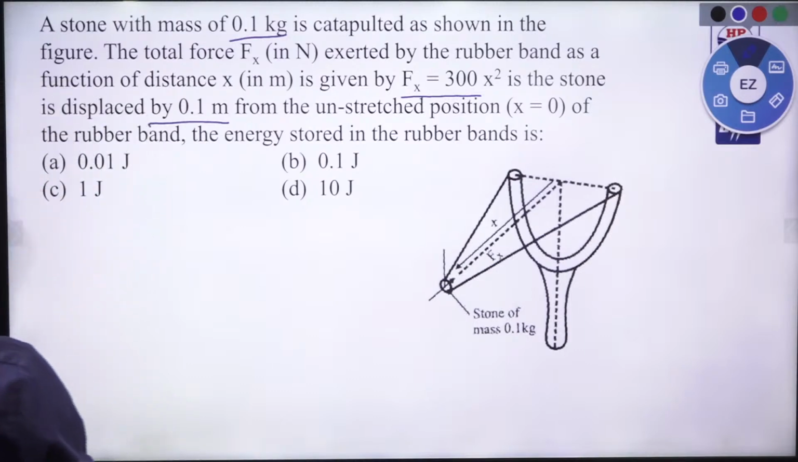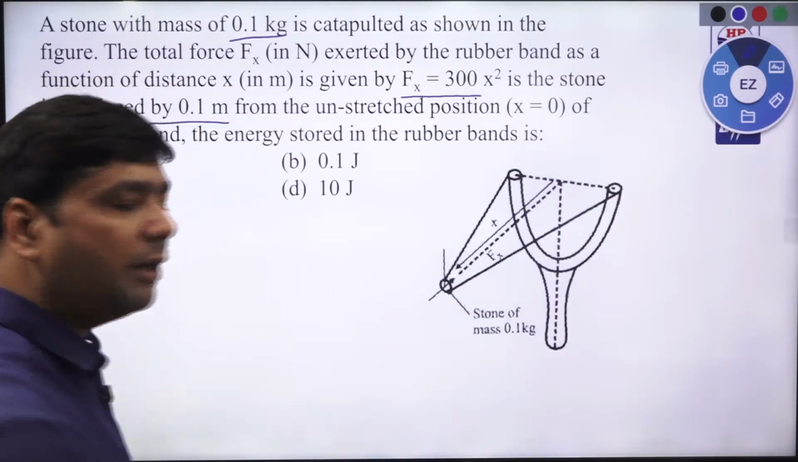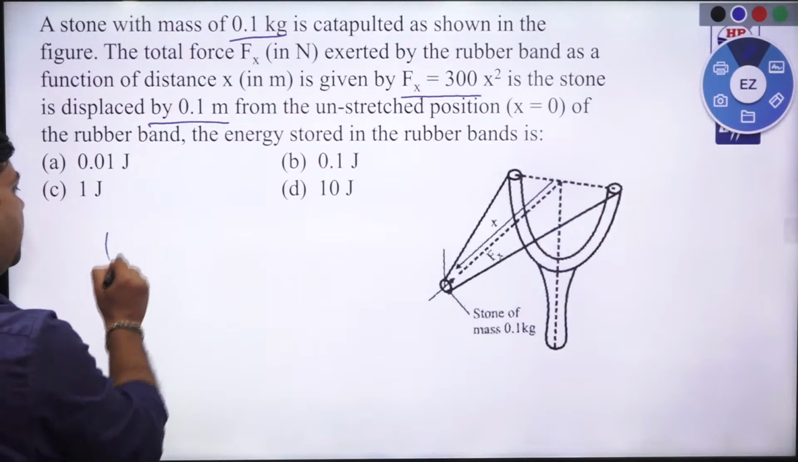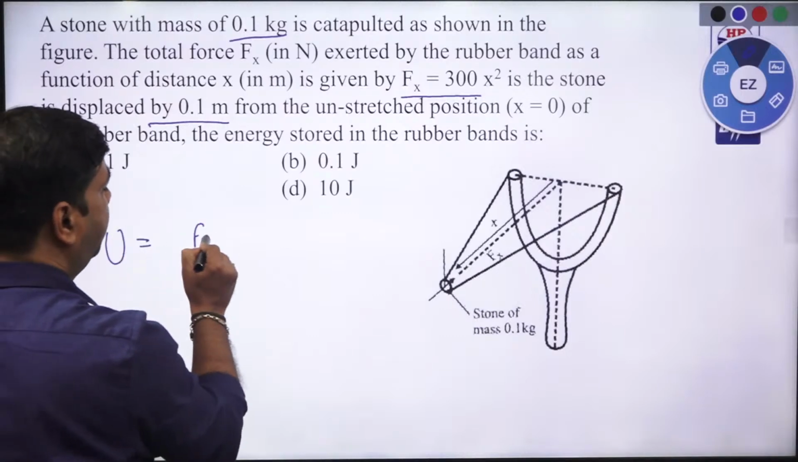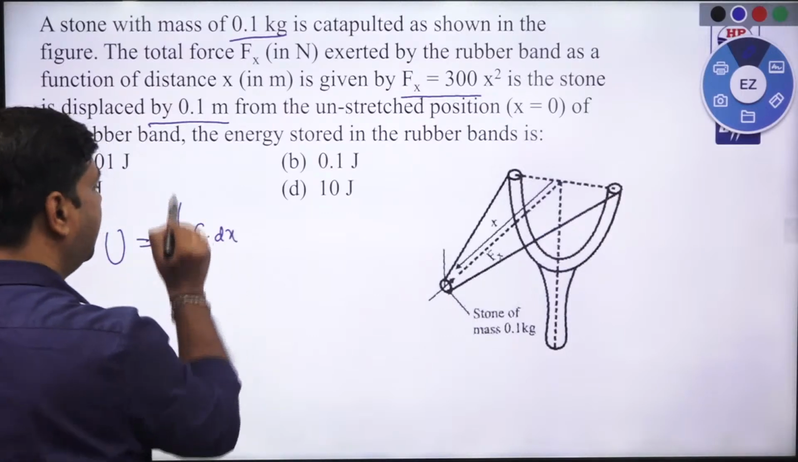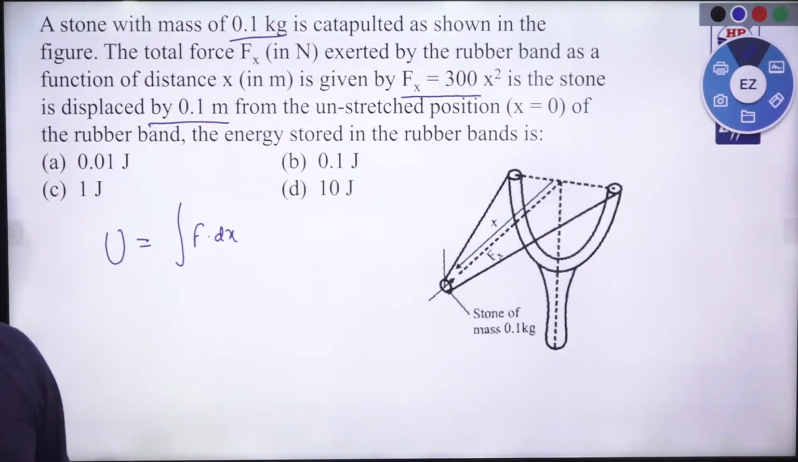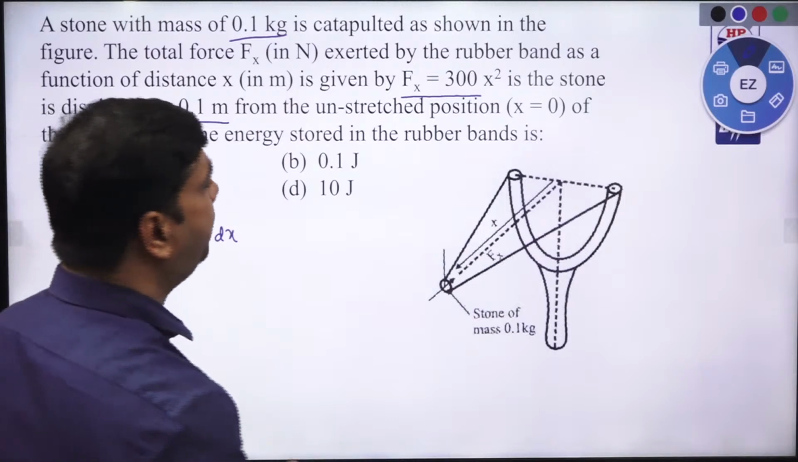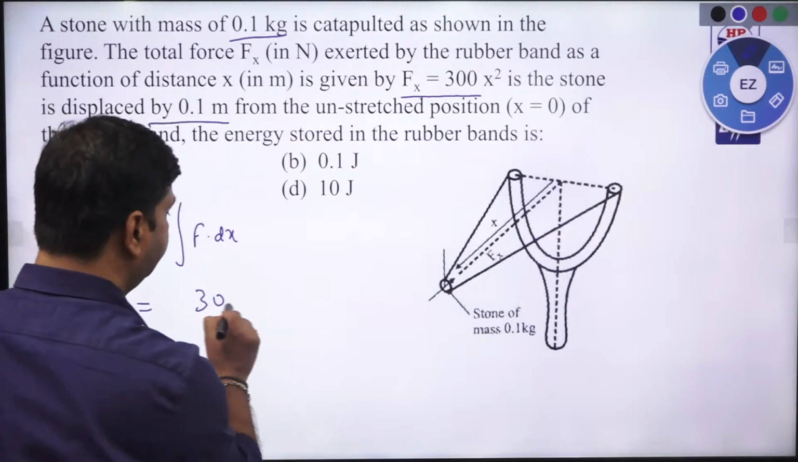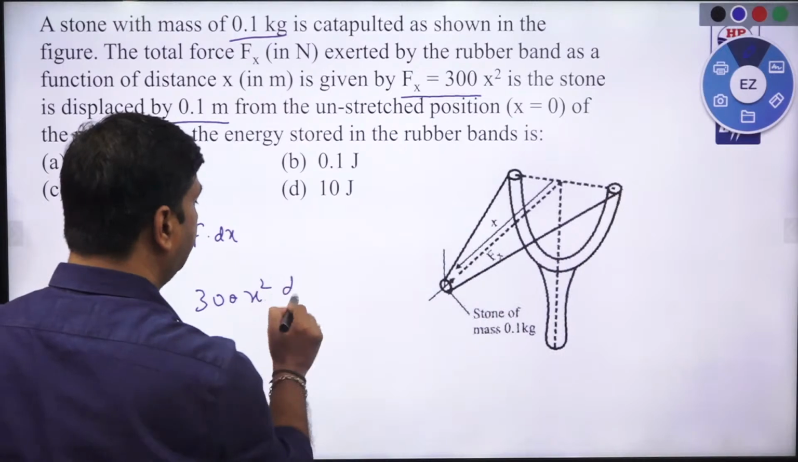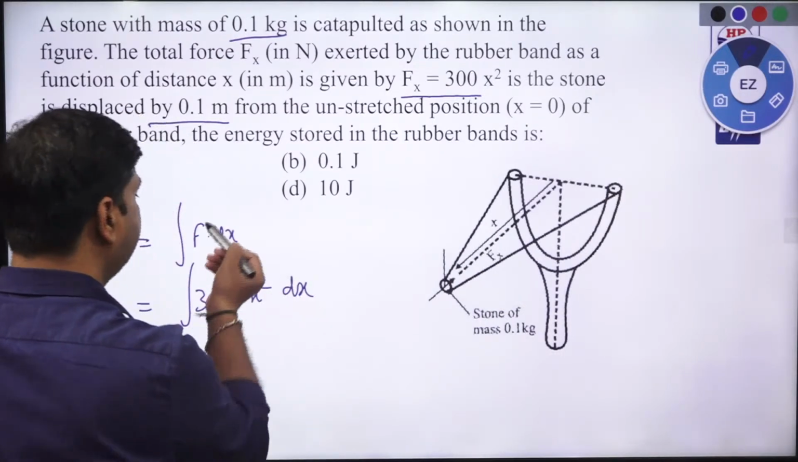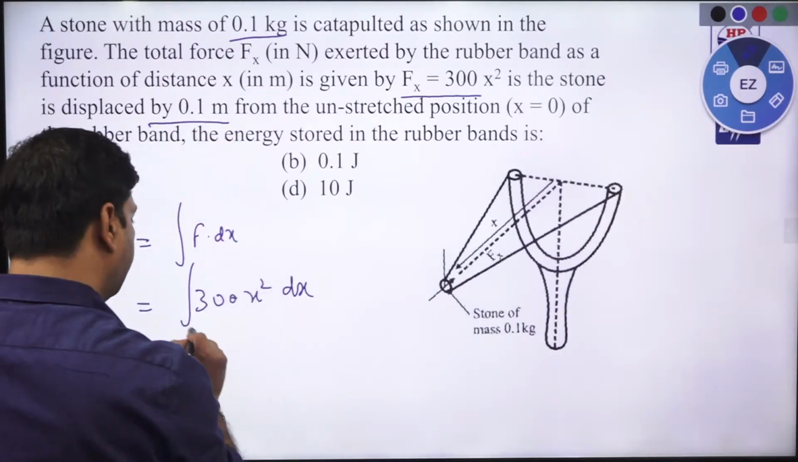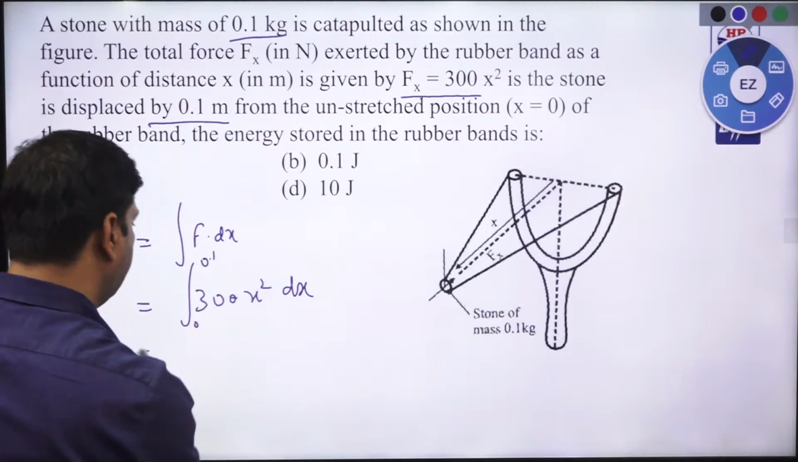Okay, so the energy stored in the rubber band equals the work done by the rubber band. So we can write U equals the integration of F dot dx. The energy stored in the rubber band equals F dot dx. So the value of Fx is 300 into x square into dx, as it stretches from 0 to 0.1.